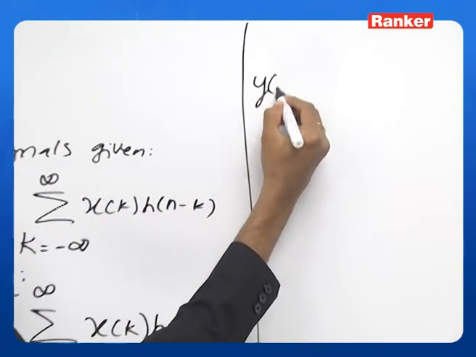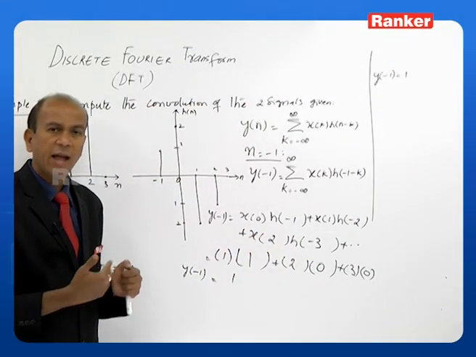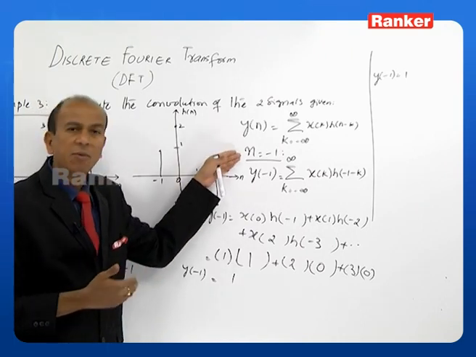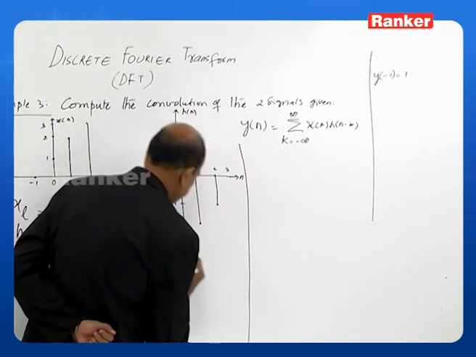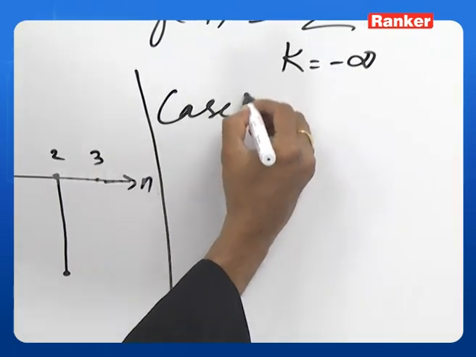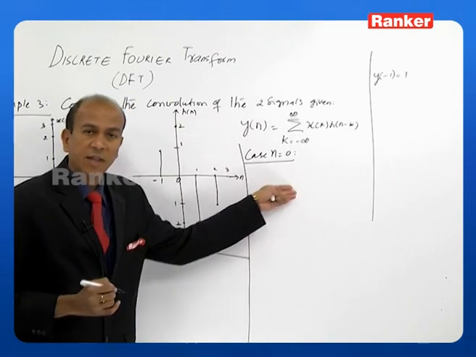So, y of minus 1 is equal to 1 for us. Let us now take up the second case, which is now n equal to 0. Let us start with n is equal to 0.